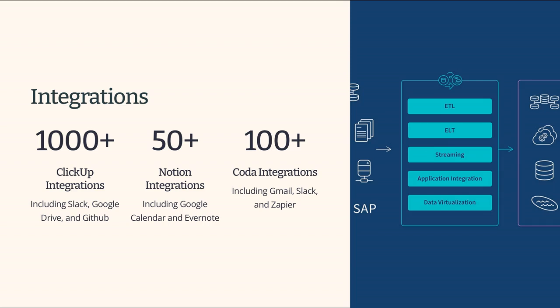When it comes to integrations, ClickUp takes the lead with over 1,000 integrations, including popular tools like Slack, Google Drive, and GitHub. Notion supports fewer integrations, but includes important ones like Google Calendar and Evernote. Coda, while it has fewer integrations compared to ClickUp, supports powerful options like Gmail, Slack, and Zapier.